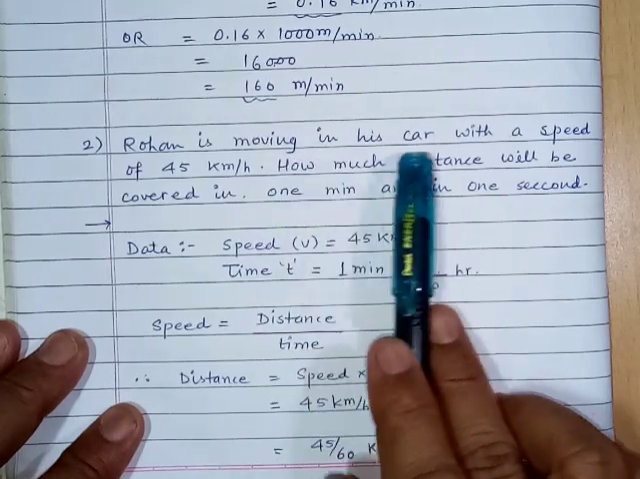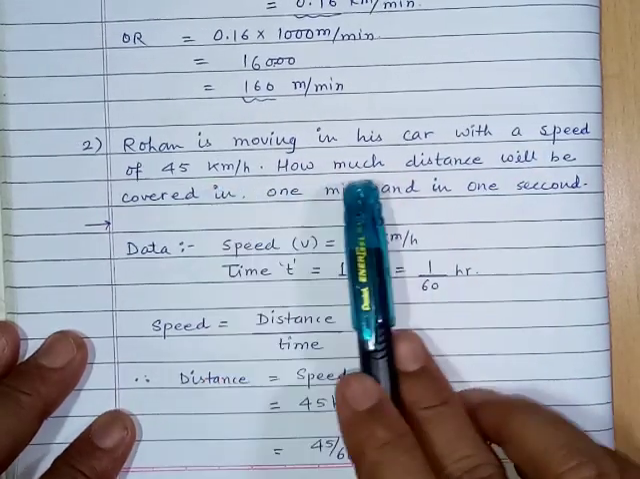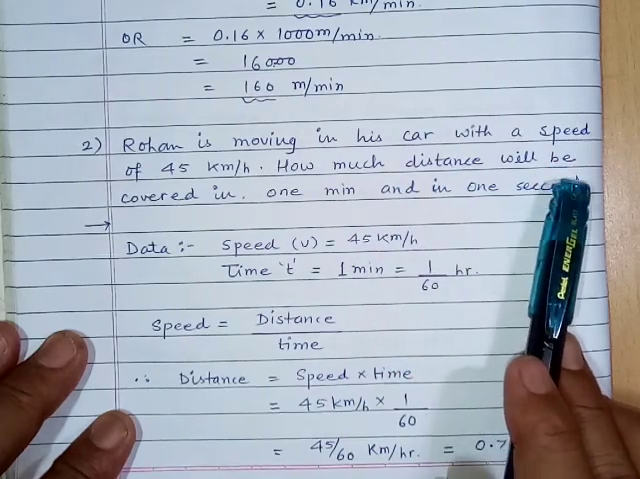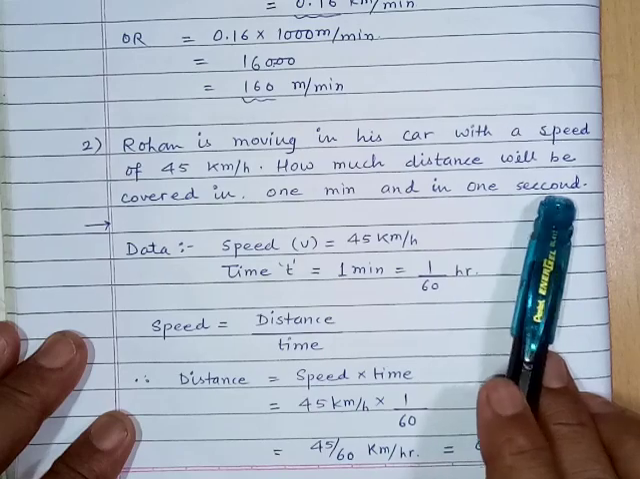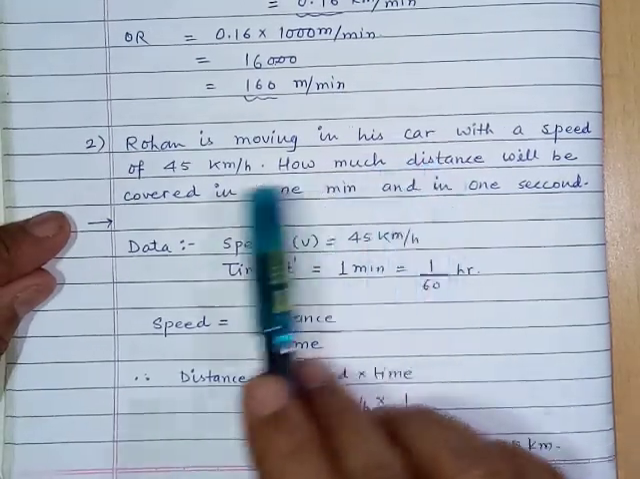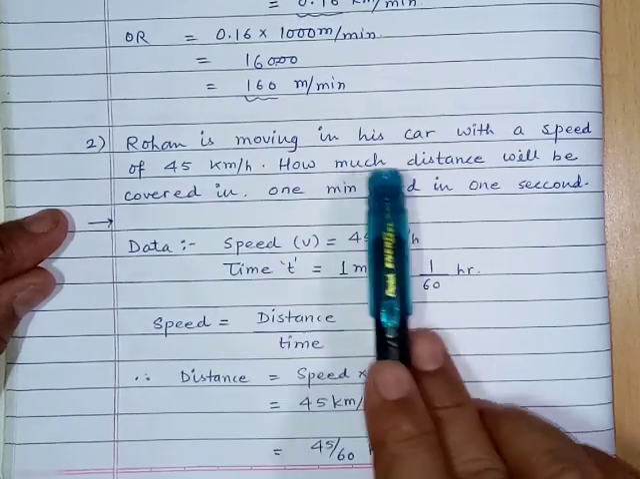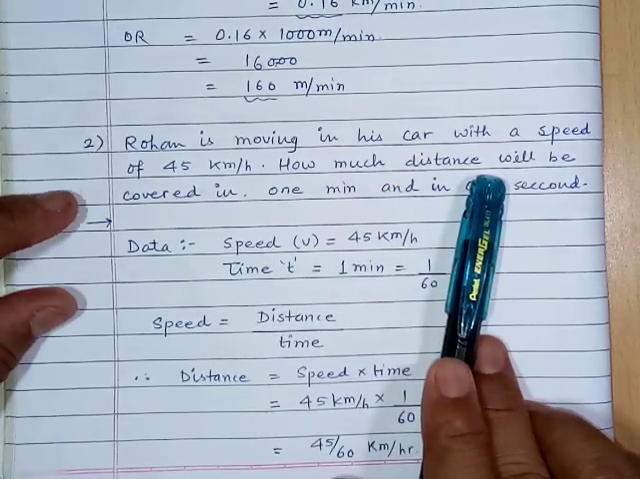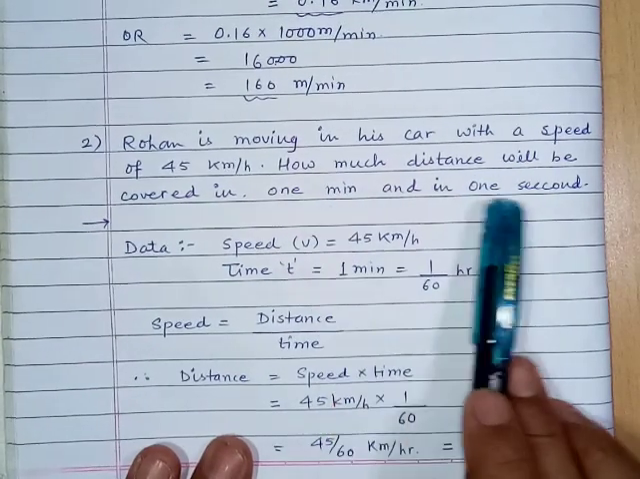Rohan is moving in his car with a speed of 45 km per hour. How much distance will be covered in 1 minute and in 1 second? So here the speed is already given, 45 km per hour. We have been asked to calculate the distance in two ways, that is in 1 minute as well as in 1 second.